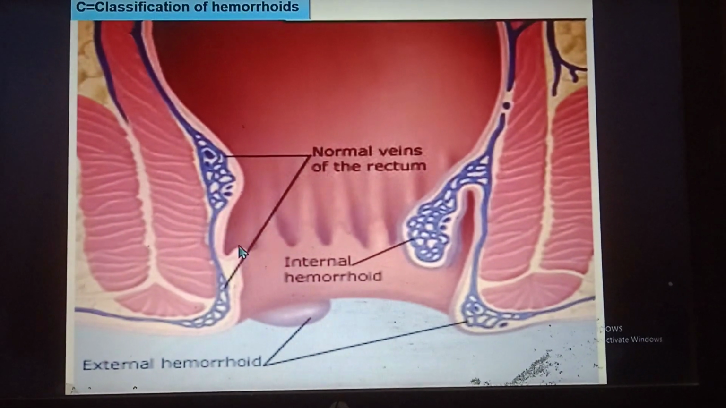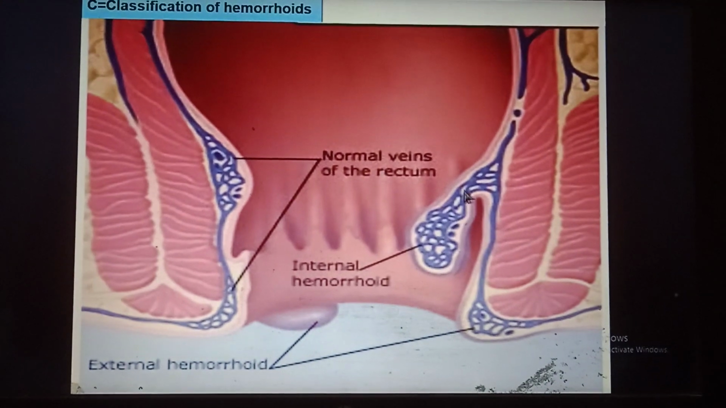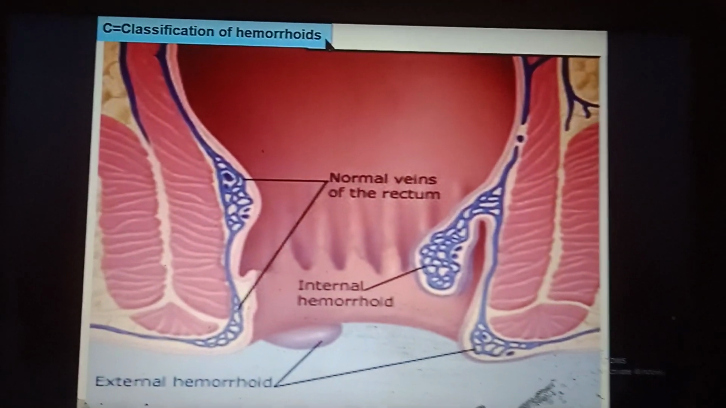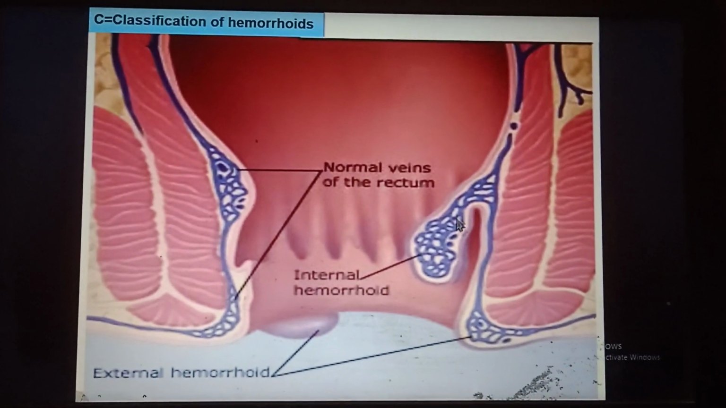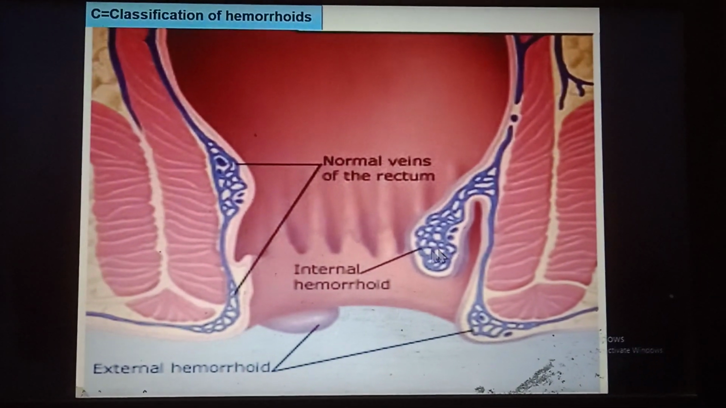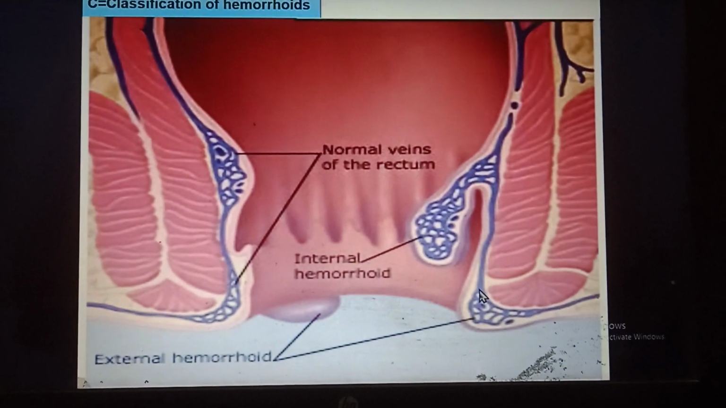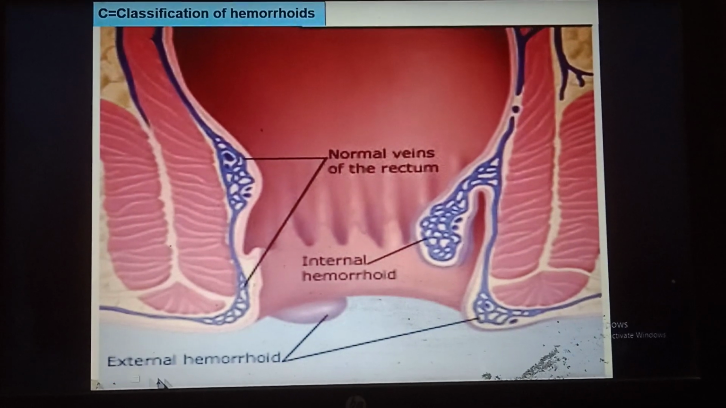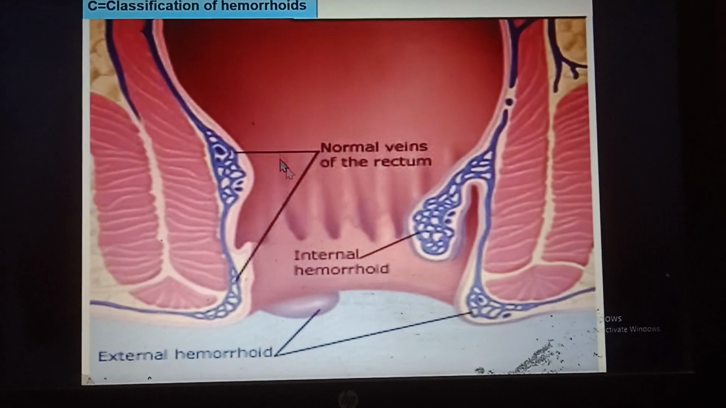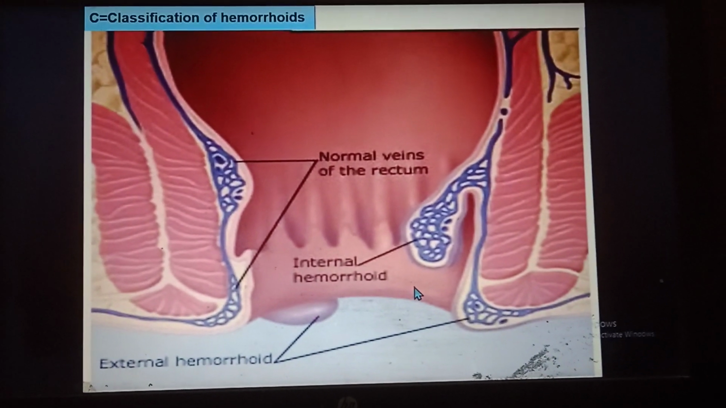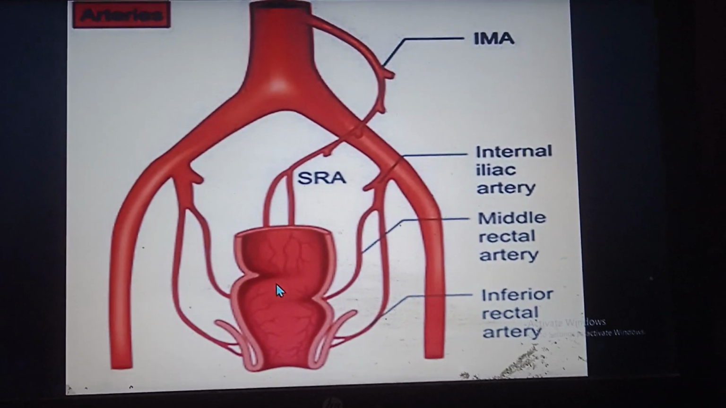C for classification of hemorrhoids. Pectinate line and above, the veins become inflamed and dilated, known as hemorrhoids. If it is above, then it will be classified as internal hemorrhoids, which are pain insensitive, painless. And if pectinate line and below, the hemorrhoids will be classified as external hemorrhoids, which are painful. Painless due to autonomic nerve supply and painful due to somatic nerve supply, which we will discuss later on. Okay. Now, VOLCANO, A for arterial supply.